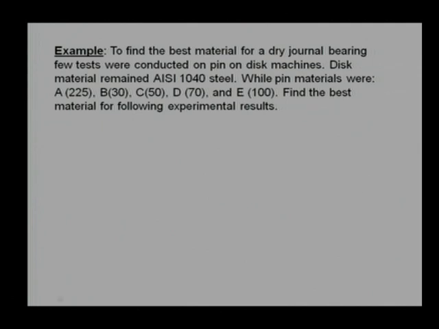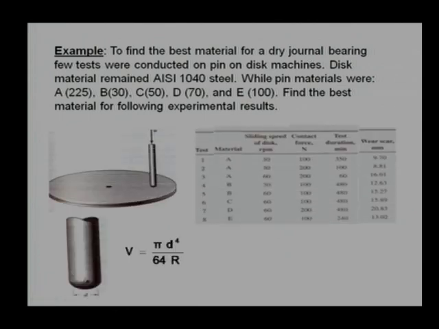We are saying that again, find the best material based on the following experimental results. And these are the experimental results. We have performed 3 experiments on material A, 2 experiments on material B, and 1 each on C, D, and E material. You can see the parameters which were selected as input parameters. In the first test, the rotational speed of the disk was selected as 30 RPM, and the applied contact load is 100 Newton.